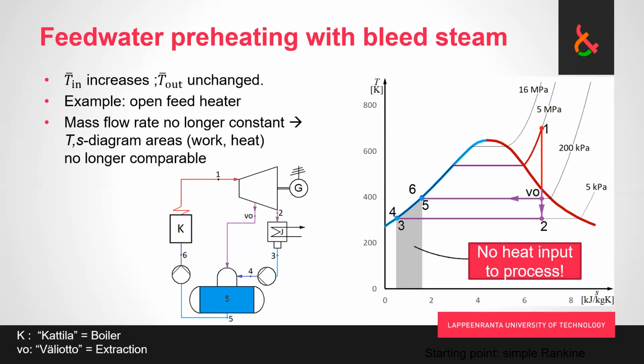The other thing this means is that because we are now splitting the mass flow rates, with these kinds of processes where we have some bleed steam or extraction steam feedwater heating going on, we have different mass flow rates at different parts of the process. And that means that the areas are no longer fully comparable because some of the areas are taking place with a smaller or larger mass flow rate. But we can still see that the point where heat addition to the process begins is now at a higher temperature. So that should improve our process efficiency.